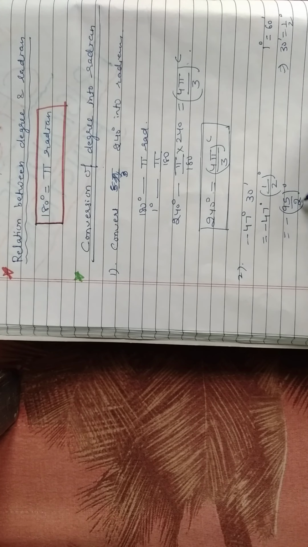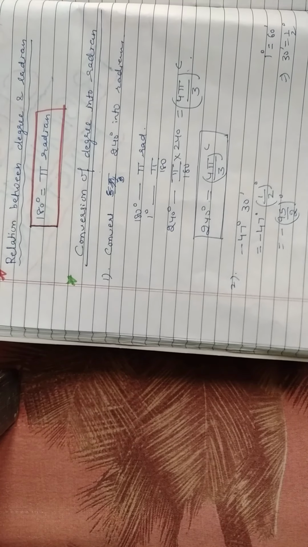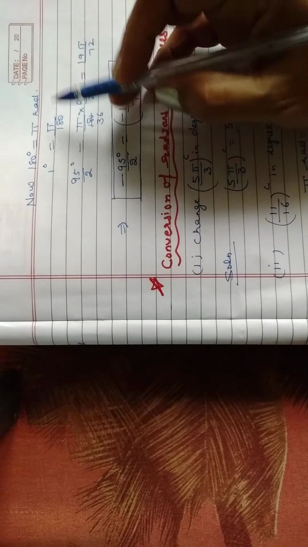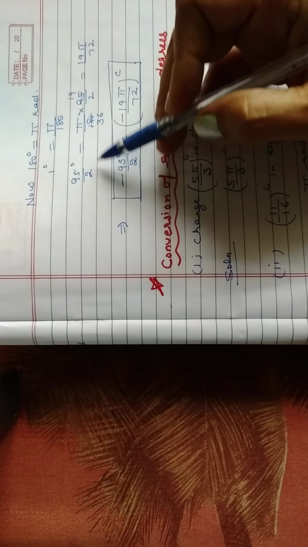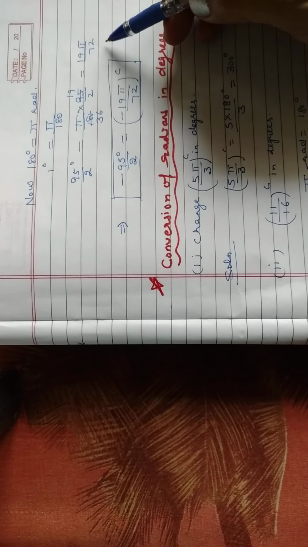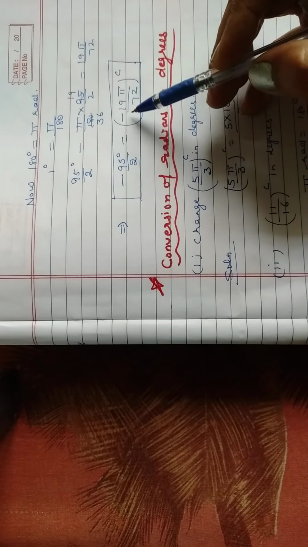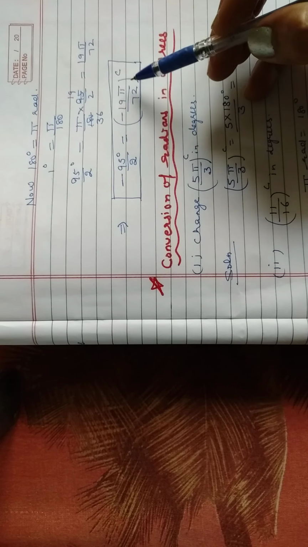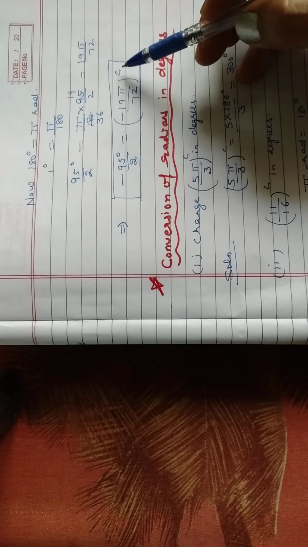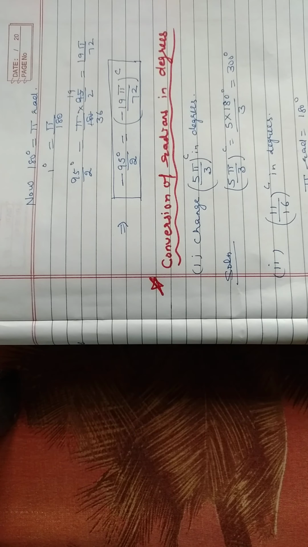Means you have to convert this degree into radians. Again, you will apply what? This conversion formula. 180 degree pi radian, 1 degree pi by 180, and 95 by 2 is 19 pi by 72. So, minus 95 by 2 degree is equal to minus 19 pi by 72 radians. Clear? Means whenever you have to convert degree into radians, you have to simply apply the unitary method. And you have to use the relation 180 degree equal to pi radian.